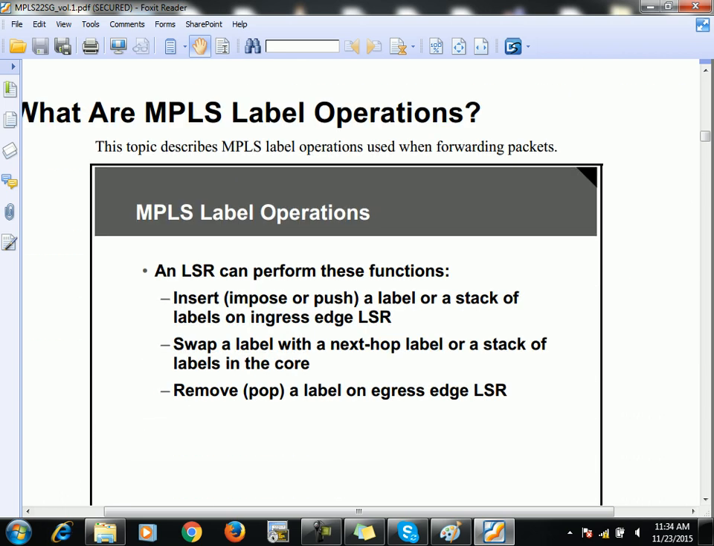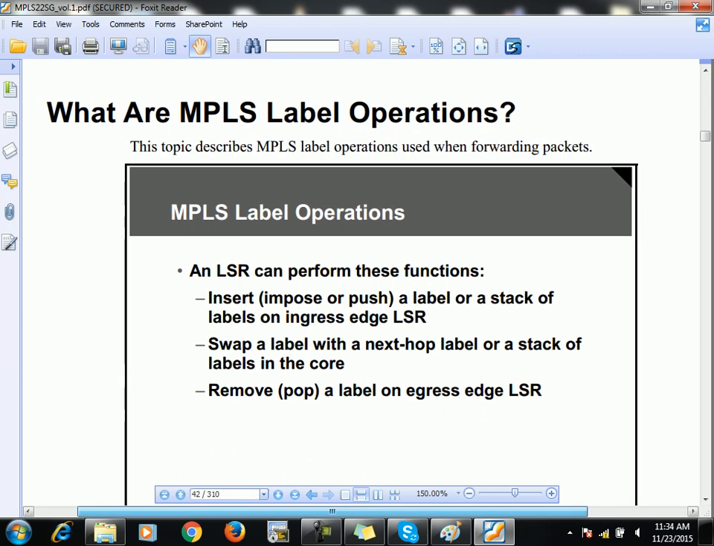What are MPLS label operations? An LSR can perform these functions: insert, swap, removing. Of course, as I told you before, the LSR will be responsible for injecting a label while a packet enters your MPLS domain from a non-MPLS domain. And of course, it will be removing, which is also called popping. It will be popping the label from the packet while the packet goes into a non-MPLS domain from the MPLS domain.